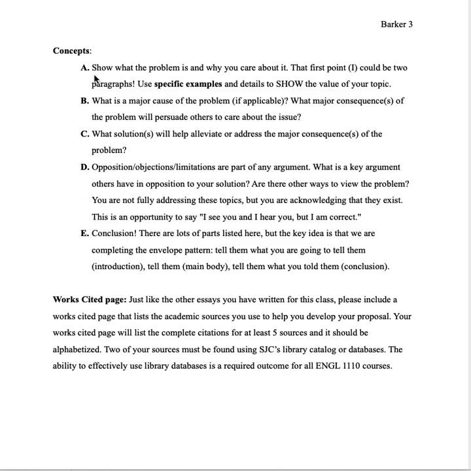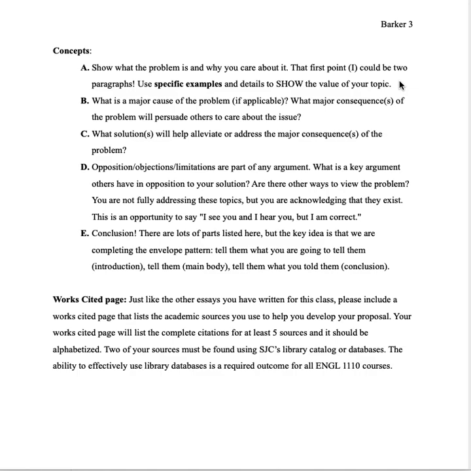So first things first, we want to show what that problem is and why we care about it. In the sample paper I've given you, the person gives a very personal account of why they're writing about that topic. I want to make sure you understand that that's a sample paper. It's an example of what you could do. You may want to talk about a topic in terms of yourself and your personal experience. You may not want to talk about it in terms of your personal experience.